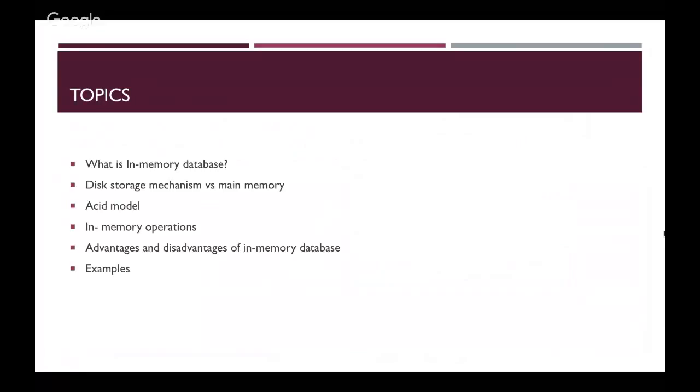The topics of my presentation today are what is an in-memory database. I'll talk about some of the differences between disk storage mechanism versus main memory mechanism. I'll talk about the ACID model of databases, the in-memory operations, and some advantages and disadvantages of in-memory database, and finally some examples.